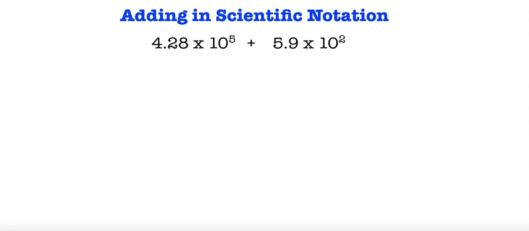So now that we've gone over how to convert from standard form to scientific notation and scientific notation to standard form, we're going to learn how to add in scientific notation. So here I have 4 and 28 hundredths times 10 to the power of 5 plus 5 and 9 tenths times 10 to the power of 2. Now, the easiest thing that I recommend is changing these two into standard form, adding them, and then converting them back.